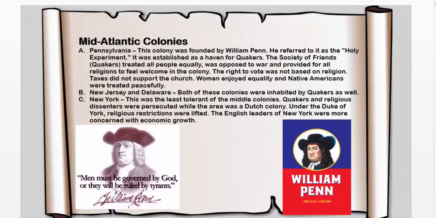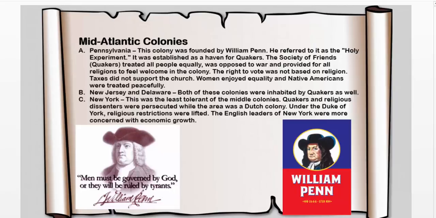And unlike in Massachusetts, where the right to vote was largely based on your religious beliefs, this did not exist in Pennsylvania. Women were treated equally. Native Americans were treated equally. They were a very peaceful, pacifist group of people, and the most tolerant along with Rhode Island. New Jersey and Delaware were inhabited by Quakers, so it kind of coincides with Pennsylvania. New York, on the other hand, was not as tolerant. New York was, at first, when it was a Dutch colony, very strict to anybody who was not a Puritan.